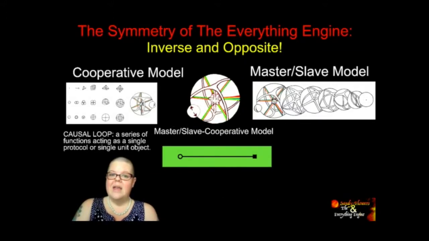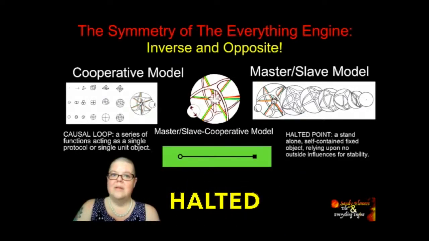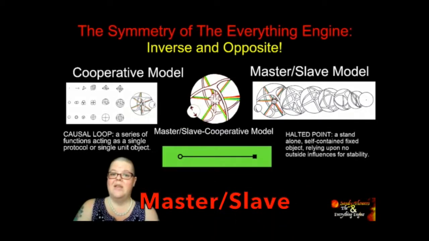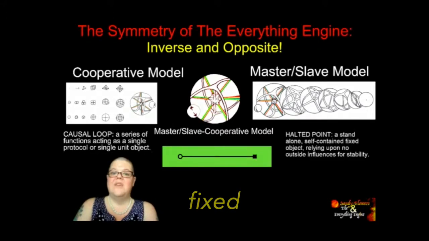The other end is a solid square. This I call the halted point, as these are about self-contained objects that enslave others by embedding them inside themselves or just stand alone. You can think of these objects as being able to maintain their own self-containment. The lesser manifestations just receive the label of fixed.